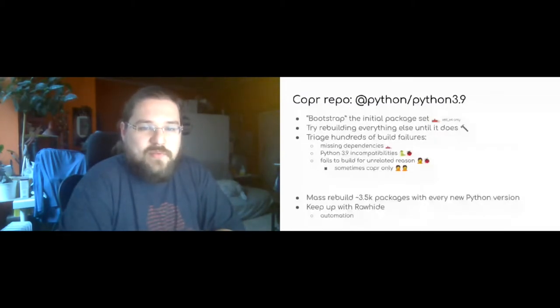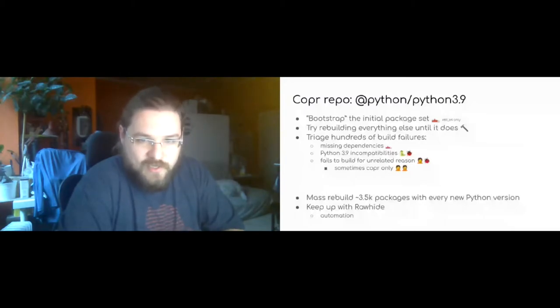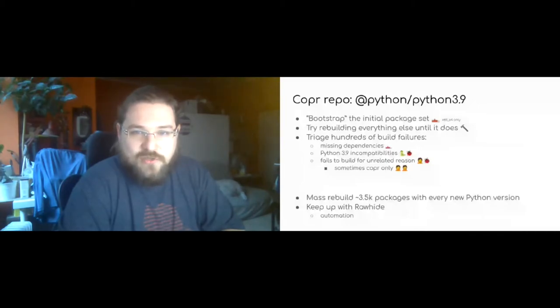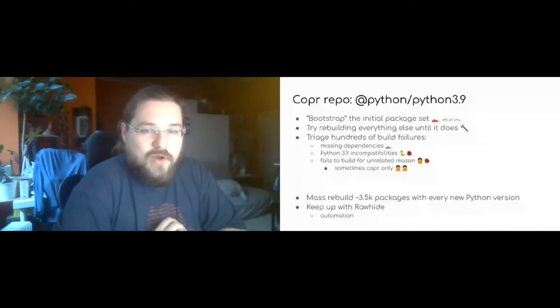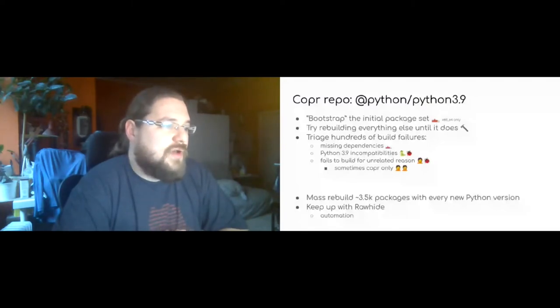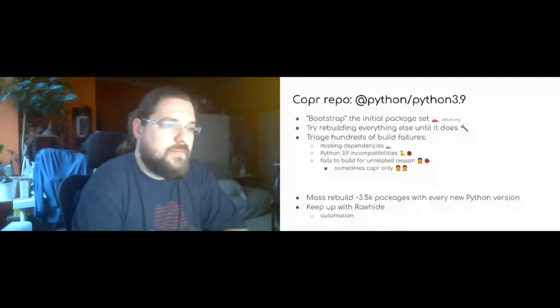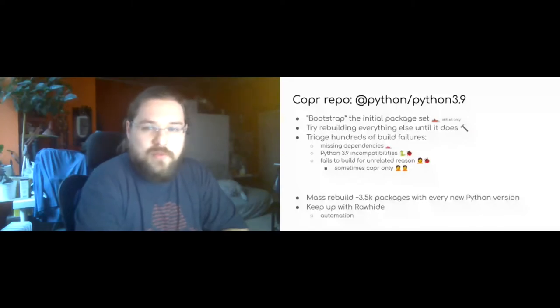And we need to keep up with Rawhide. Fedora Rawhide is the next development version of Fedora. At this point, this had not been 33 yet. It was 32 still. Rawhide is a very, very moving target. So you need to have some automation in place, otherwise you would never keep up with what changes in Rawhide. We'll show later a little bit more about that.